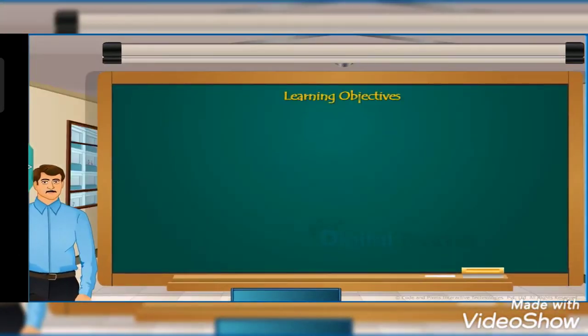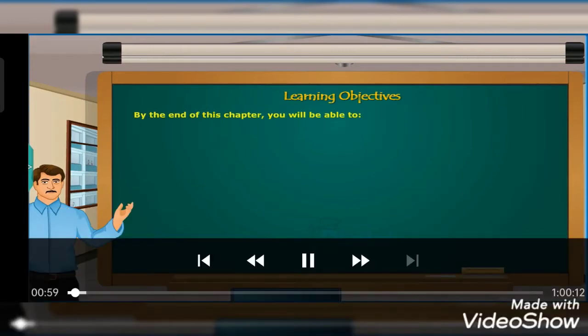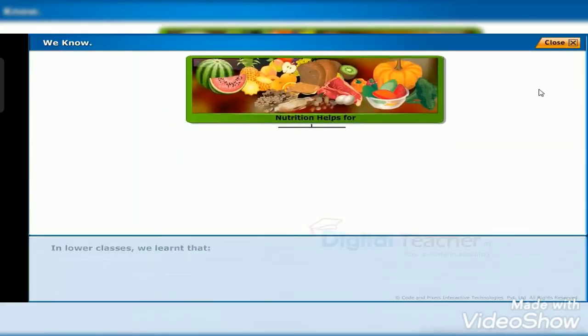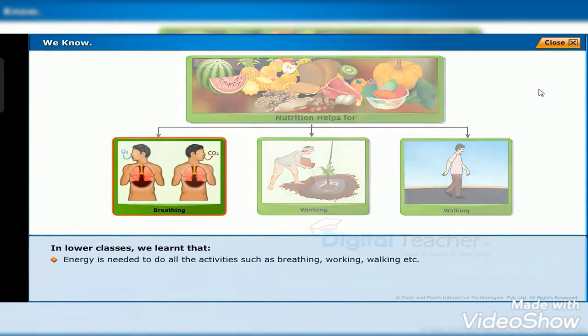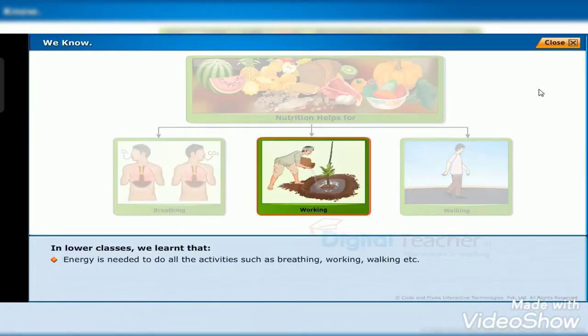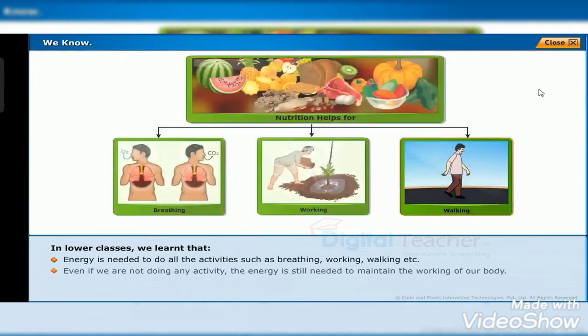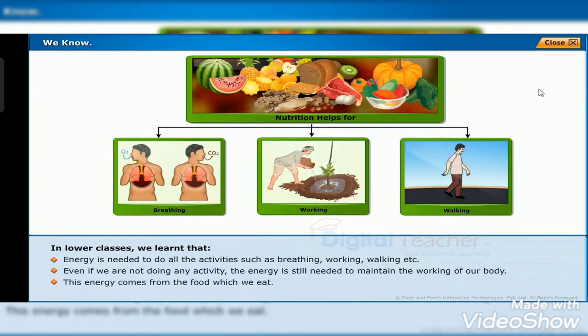Learning objectives. By the end of this chapter, you will be able to... In lower classes, we learned that energy is needed to do all the activities such as breathing, working, walking, etc. Even if we are not doing any activity, the energy is still needed to maintain the working of our body. This energy comes from the food which we eat.